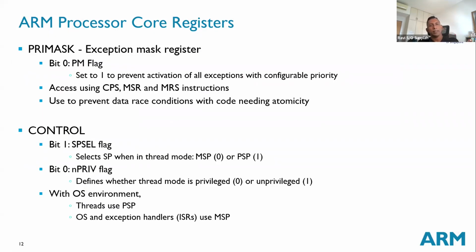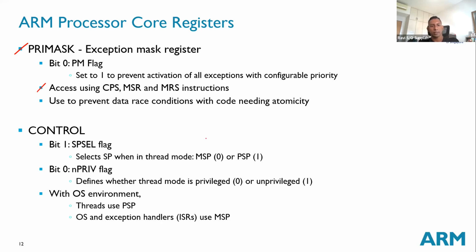The PRIMASK register here is to configure masking of interrupts. So if I want to disable interrupts, I can update the PRIMASK register to either disable or enable interrupts, depending on what I'm trying to do. And there are specific instructions at the C or assembly level that allow you to access some of these registers. Again, we are not going to touch all of this. We're going to just leave it as it is.